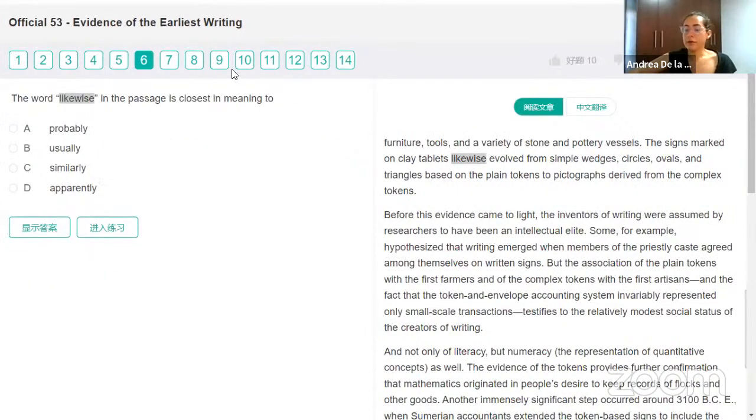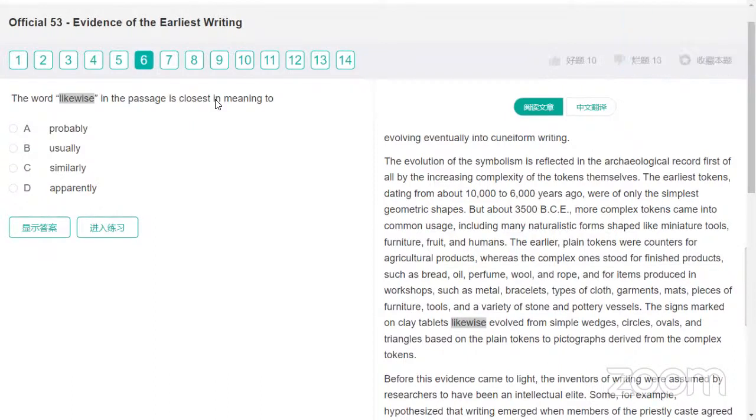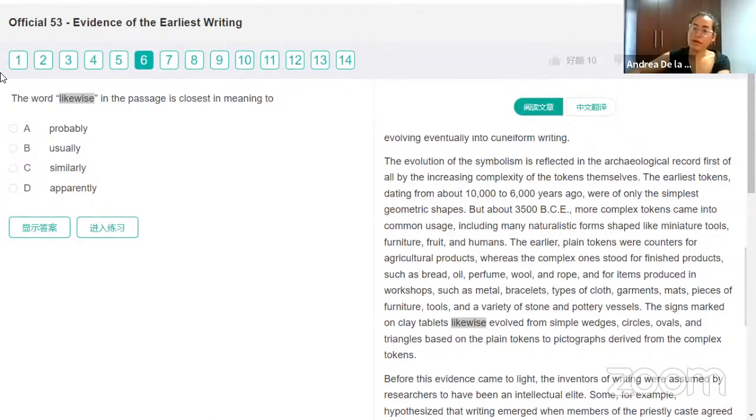Okay. Number 6, a vocabulary question. It says, the word likewise in the passage is closest in meaning to. So here's likewise. If you know the meaning, you can answer this very quickly. Similarly. Similar. Likewise, de igual manera, similarmente. Si no supiéramos el significado, podríamos también verlo por contexto, ¿no?